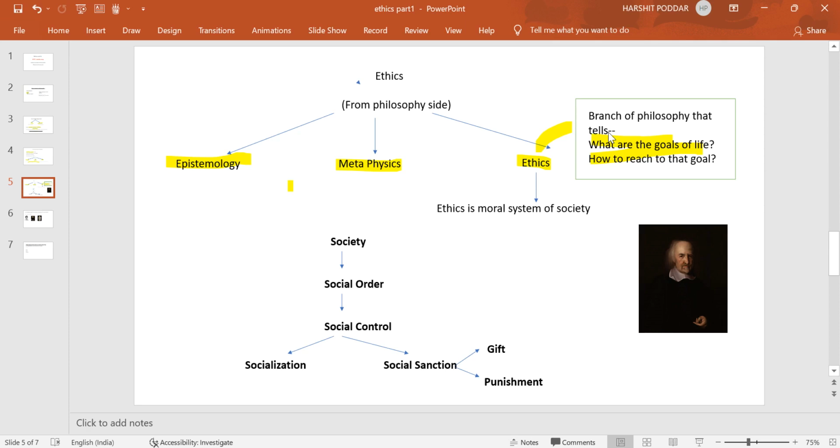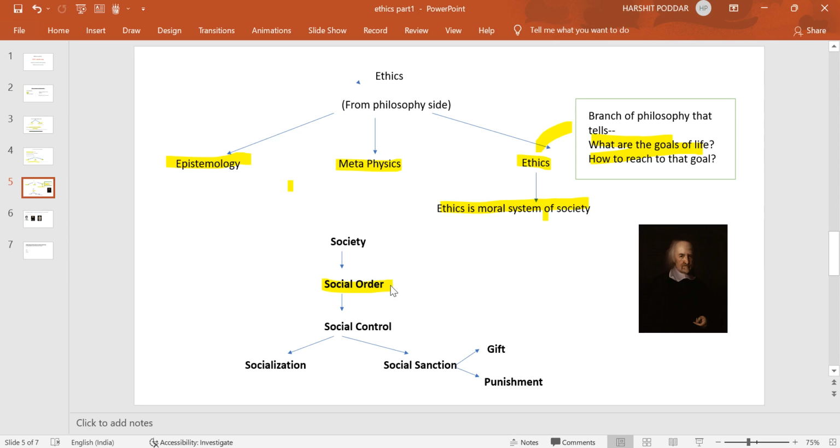But in very simple terms, if we want to define ethics, ethics is the moral system of society. How can we define ethics? We can define ethics by saying that ethics is the moral system of society. How? When we talk about society, in order to run any society, what do you want? You want social order.